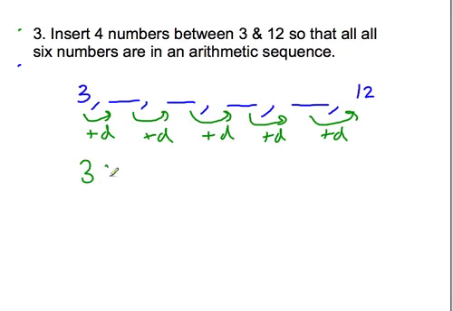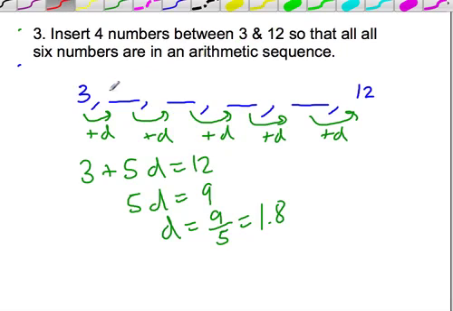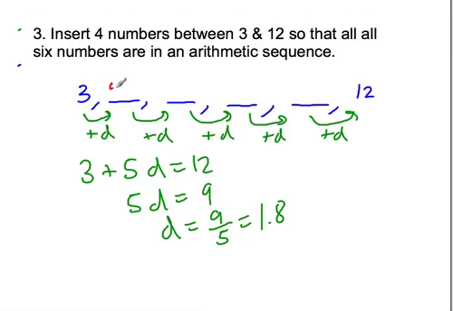So this means that 3 plus 5d equals 12, and solving we subtract 3 from both sides. 5d equals 9, and d equals 9 out of 5, which equals 1.8. So we're going to add 1.8 to each term to complete the sequence here. So 3 plus 1.8 is 4.8. Add 1.8 again, we get 6.6. Add 1.8, we get 8.4. We add 1.8 again, we get 10.2.